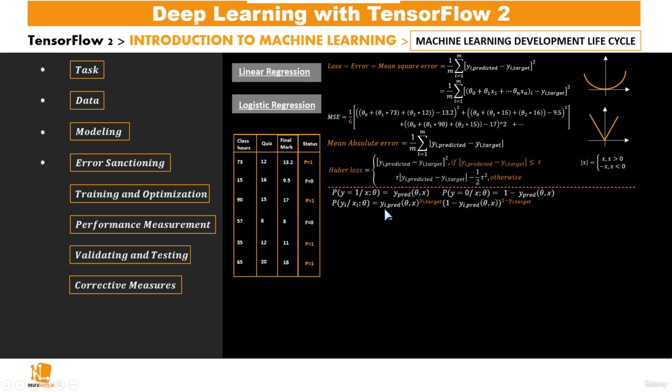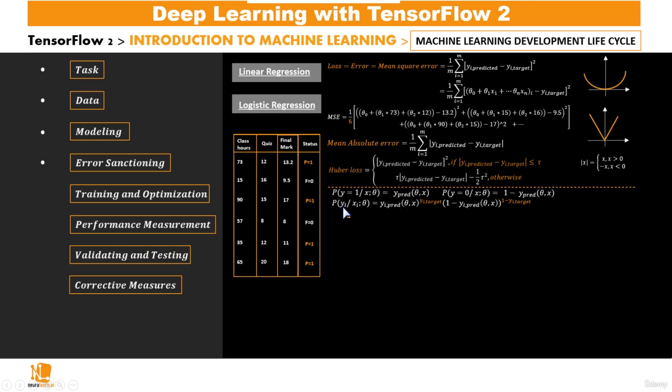So we have y_i pred, and all of this times 1 minus y_i pred of theta, x, all of this to the power of 1 minus y_i target. Now, this may look a bit confusing, but let's take a simple example.